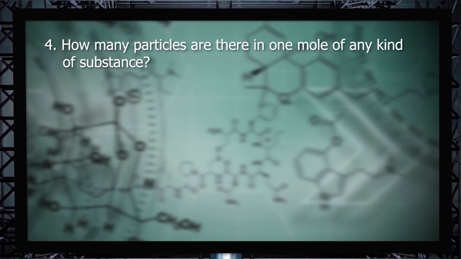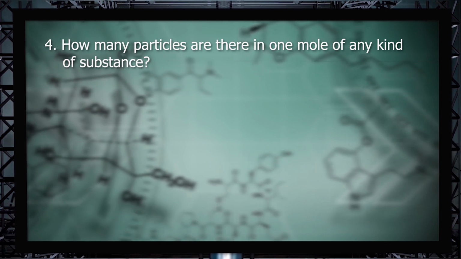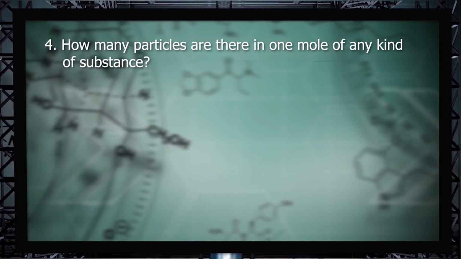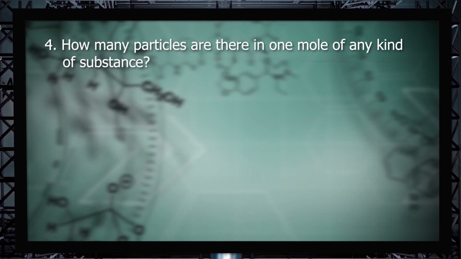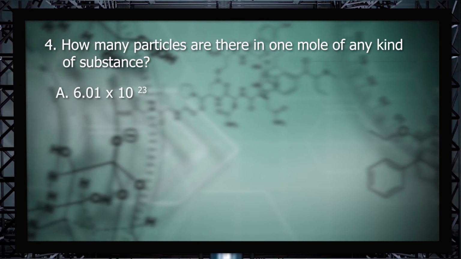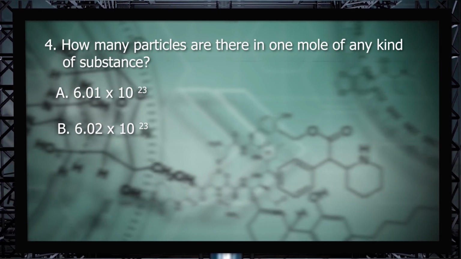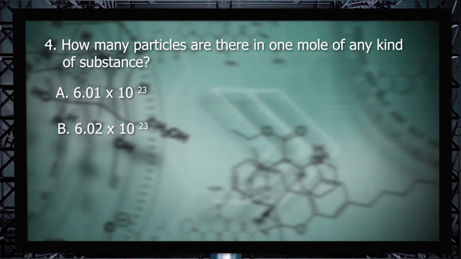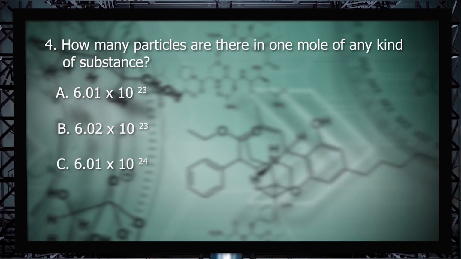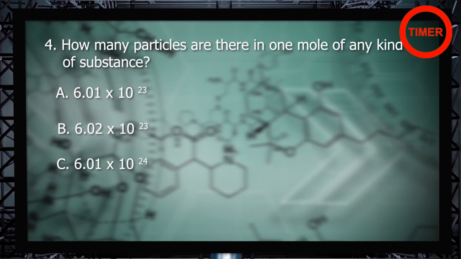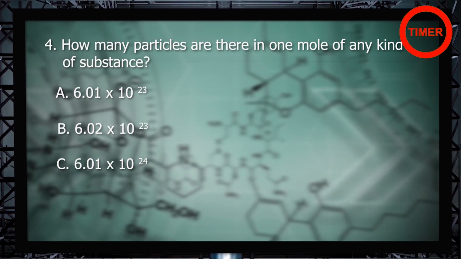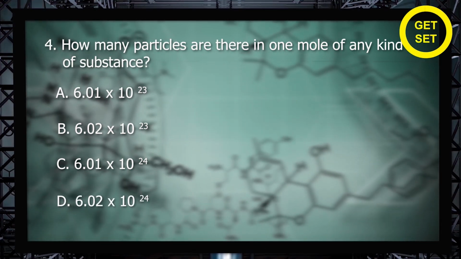Number 4. How many particles are there in 1 mole of any kind of substance? A. 6.01 times 10 to the 23. B. 6.02 times 10 to the 23. C. 6.01 times 10 to the 24. And D. 6.02 times 10 to the 24.